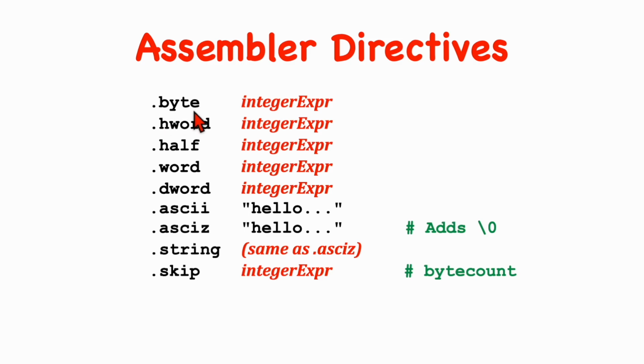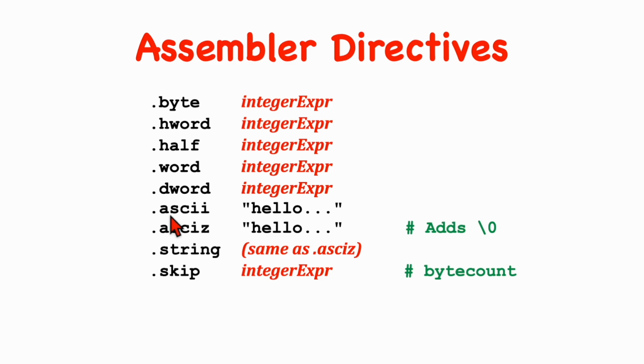The .byte directive is followed by an initializing expression, and this is going to allocate 1 byte of memory and initialize it with some particular value. Often it would be 0. We've also got the .hword and .half. These both are exactly the same. You can use whichever you want. And these allocate 2 bytes with an initialization value. And then we've got .word, which allocates 4 bytes. And then we've got .dword, which allocates a double word, or 8 bytes.